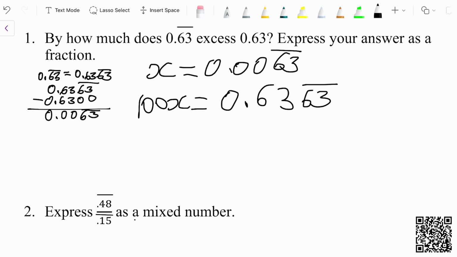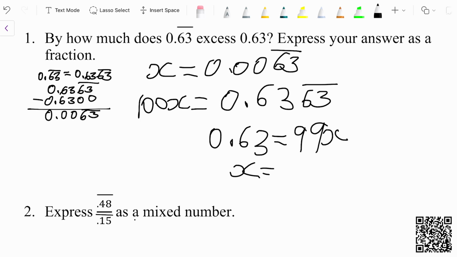So when we subtract this, we would get 0.63 is equivalent to 99x. So x is equivalent to 0.63 over 99. But of course, we're not going to leave the decimal in the fraction, so we're going to multiply top and bottom by 100 to keep the number the same and just get rid of the decimal. So the top becomes 63, the bottom becomes 9900.